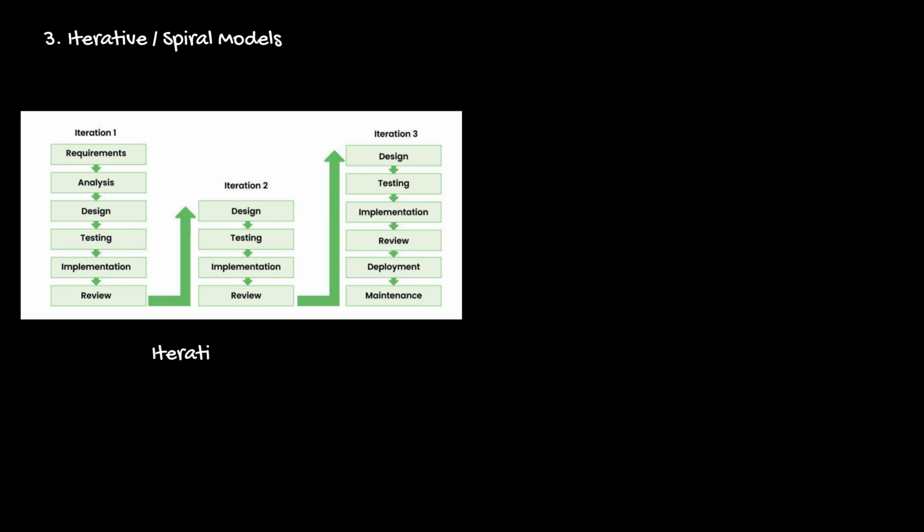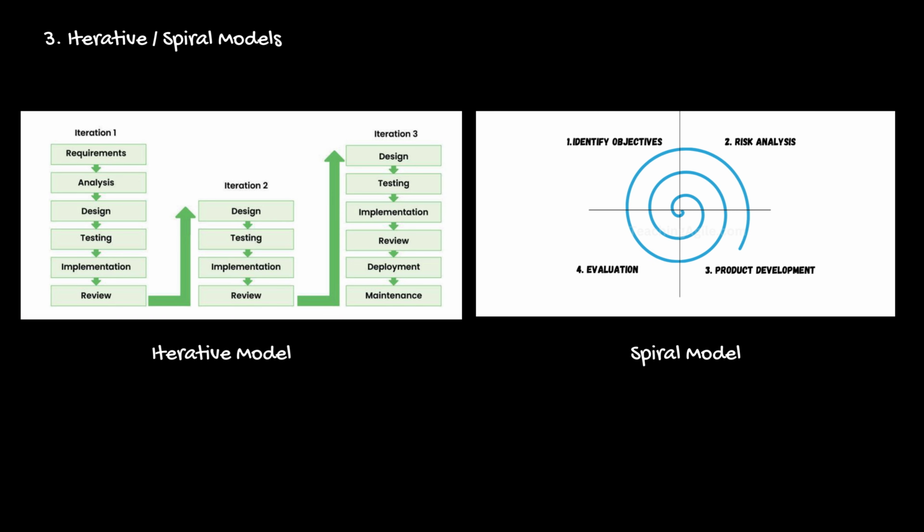And then there are other models, iterative or spiral models. Now, some teams prefer iterative or spiral models because these are kind of like Agile cousins. You still build, test, get feedback, and repeat. But these models are even more focused on reducing risks, especially useful in projects where things are super complex or have a lot of uncertainty.